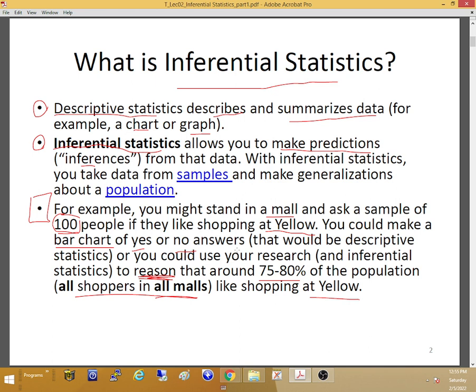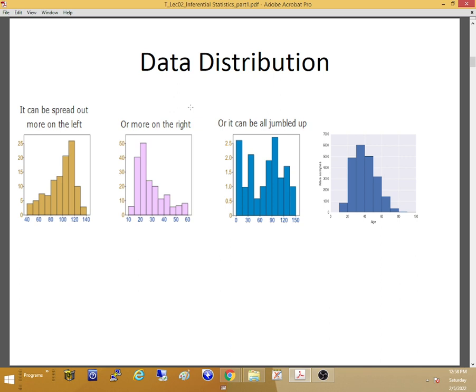To understand inferential statistics, we need to know some of the statistical measurements also, like the data distribution. I think you are already familiar with the term data distribution, maybe from your statistics course. So for data distribution, we can say that we have collected data.